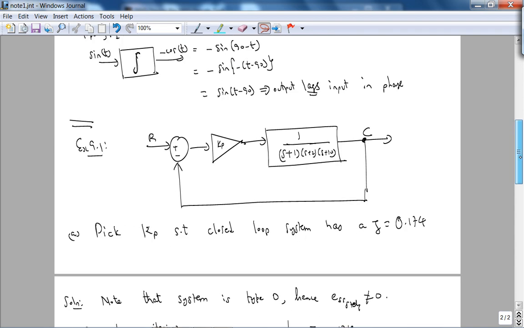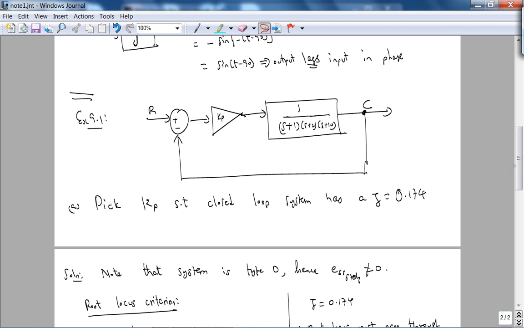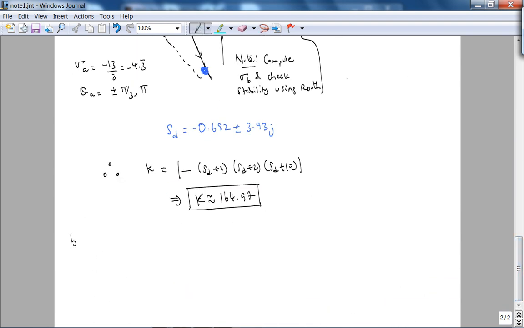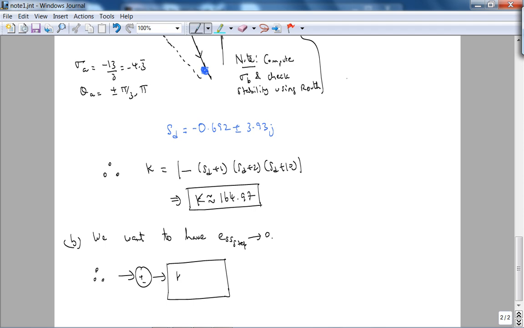But now, since the system is type 0, as we discussed, we do have a finite steady state error due to a step. So let's do this ideal PI controller and then talk about the lag compensator. That is, let's say we want to have steady state error due to a step tending to 0. Therefore, we're going to increase the system type. So here is our new system. And then let me write it out like I wrote them in the controller, like I've done before.